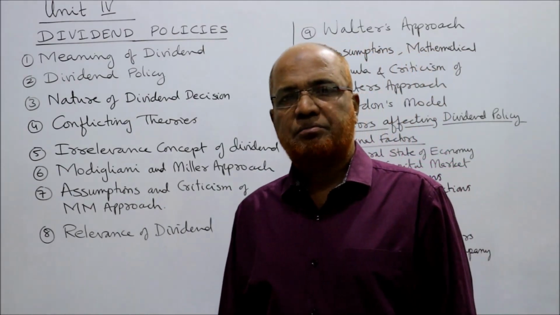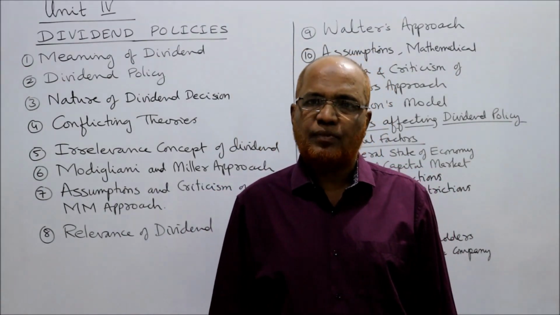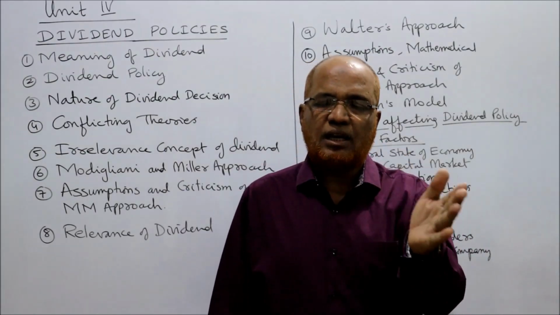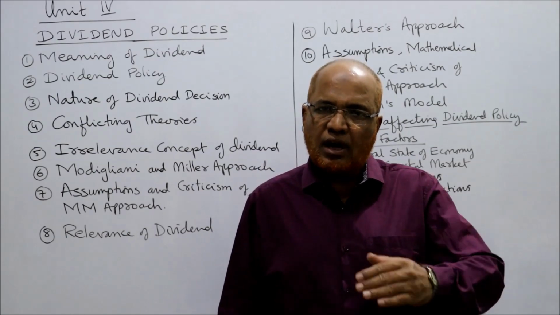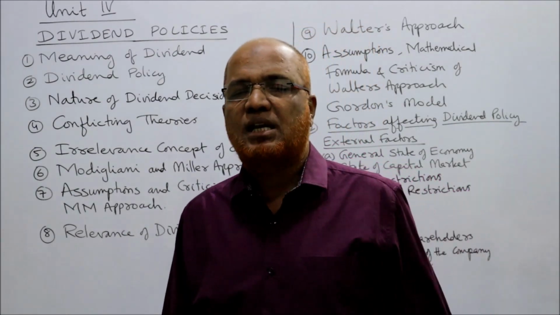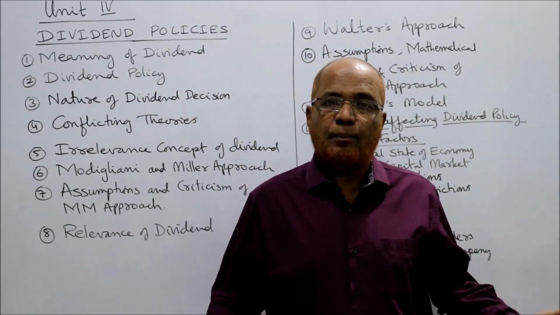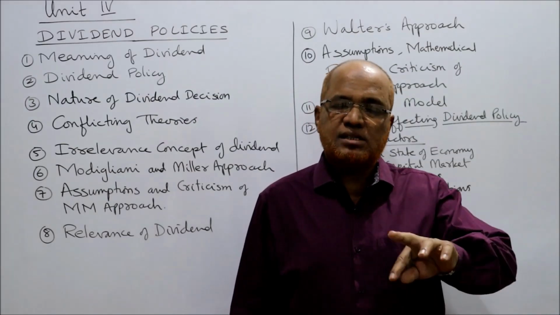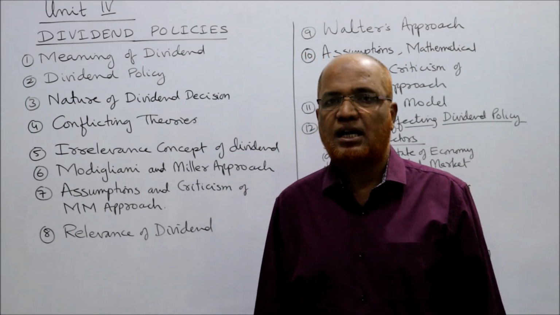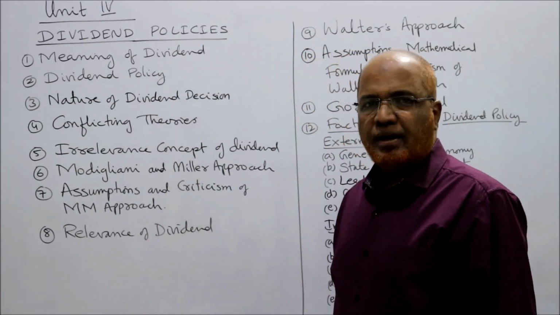The nature of dividend decision is that the total earnings of the company can be divided into 2 parts. One part is dividend, the other part is retained earnings. If the company declares more dividend, then less amount will be available as retained earnings. If less dividend is declared, there is more retained earnings. So there is an inverse relationship between dividend and retained earnings. This is the nature of dividend decision.